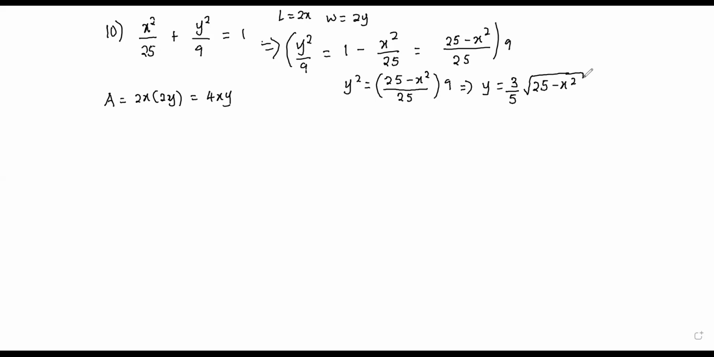So you see, we know the square root of 9 is 3, the square root of 25 is 5. And then we leave root 25 minus x squared inside there. That will be our y. So when we come here, we're going to have area written as 4x, and where there's y, we put 3 over 5 times the root of 25 minus x squared, like that. You see?